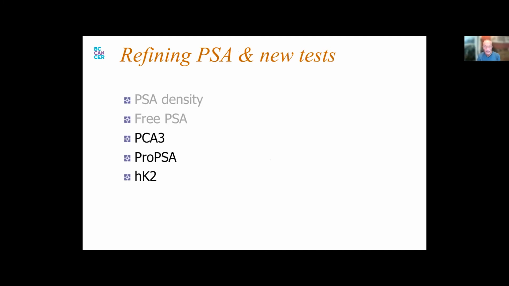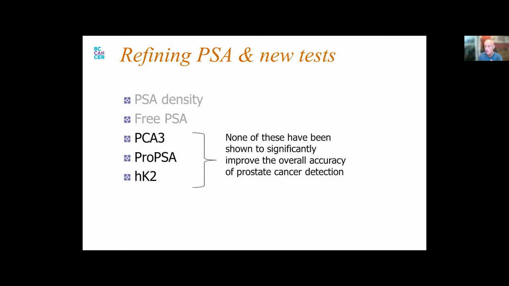Now, PCA3, Pro-PSA, and HK2 have all been studied mostly in those with prostate cancer who have been through a prostatectomy where they have tissue, which is required for one of these tests rather than being a blood test. And it can help with the prognosis, but it is not good at diagnosis. And I've summarized this to say that none of these have yet been shown to significantly improve the overall accuracy of prostate cancer detection. Now, the Pro-PSA and, I can't remember which one it is, maybe it's PCA3, do increase the area under the curve from that 67% we saw with PSA up to like 72%, 75%, but it's not a game changer, unfortunately.